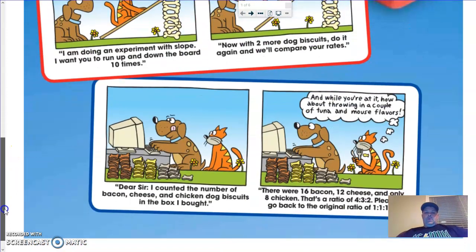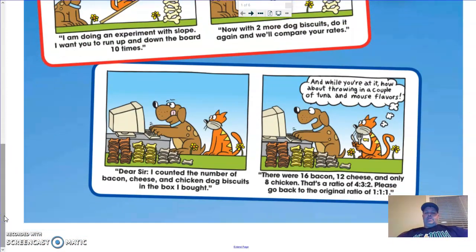Our second one: "Dear sir, I counted the number of bacon, cheese, and chicken dog biscuits in the box I bought. There were 16 bacon, 12 cheese, and only 8 chicken. That's a ratio of 4 to 3 to 2. Please go back to the original ratio of 1 to 1 to 1." And the cat says, "And while you're at it, how about throwing in a couple of tuna and mouse flavors as well?" So we're going to talk about some ratios. Hopefully you can see where they might get 4 to 3 to 2 on this one. 1 to 1 to 1 would mean that they would all be equal.